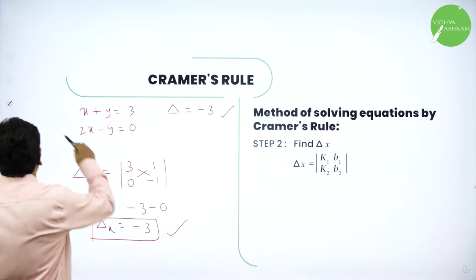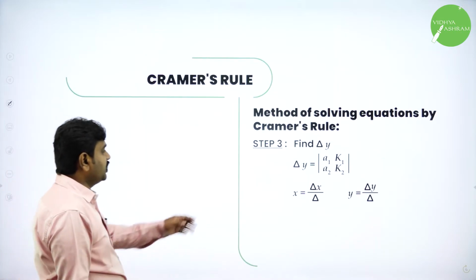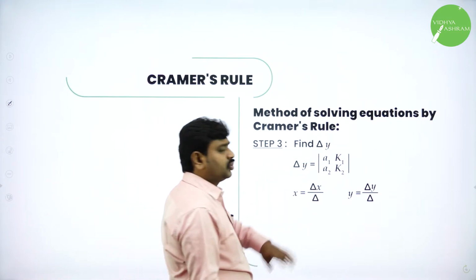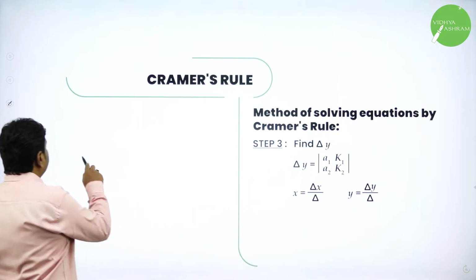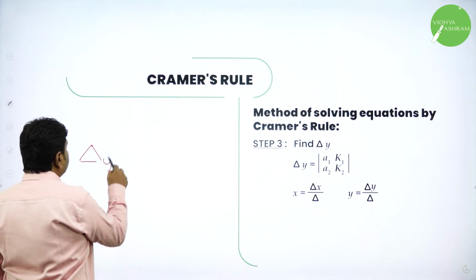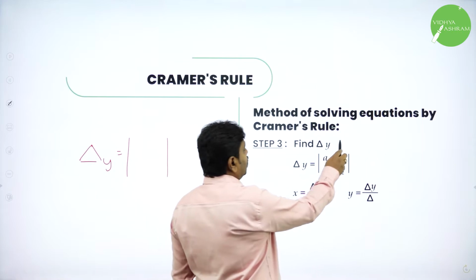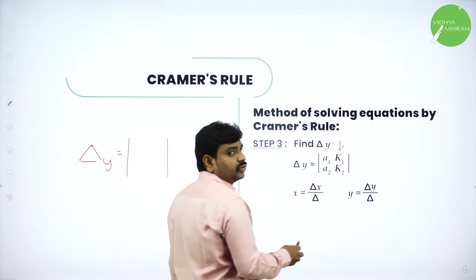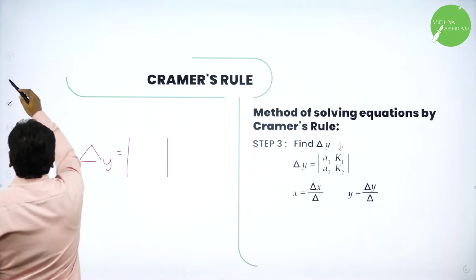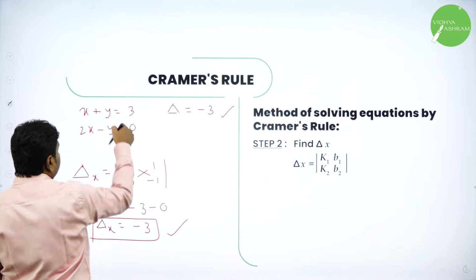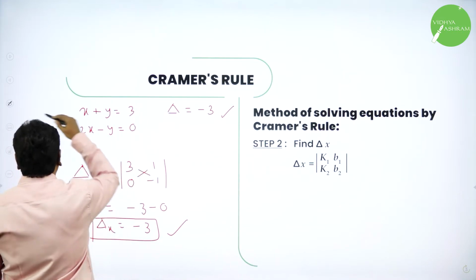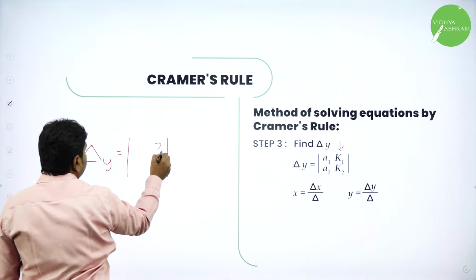Now step 3, that is delta y. You should find delta y. How to find delta y? Replace the column containing y with constants. So the second column you replace by k1 k2. If you refer to the question, in the last question the y coefficients are 1 and minus 1. We will remove this and we will put 3 0 here.